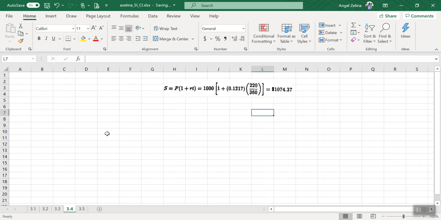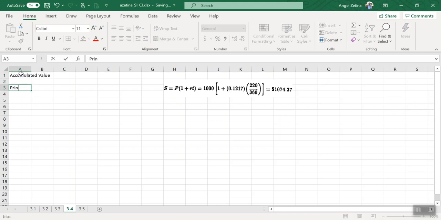In this case, we are looking for the accumulated value. The question reads: a man borrows $1,000 for 220 days at 12.17%. What amount must he repay? So when we calculate this question, we are looking for the accumulated value. We need to know the principal or the initial investment. We need to know the rate and the time.